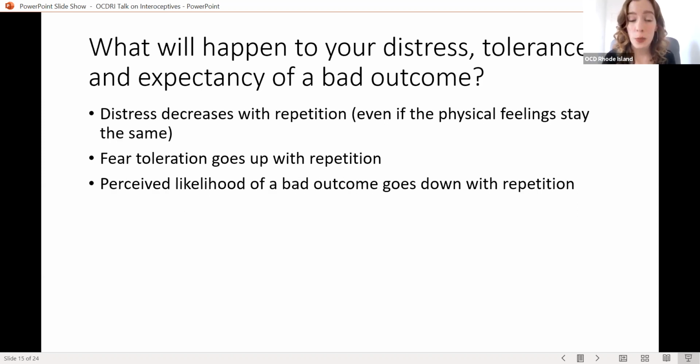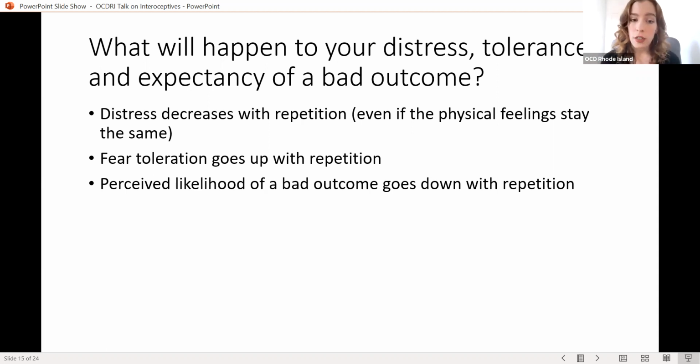And here's what we would expect to see with repeated interoceptive exposures. We would expect that your distress, your anxiety level, would decrease with repetitions. And that's even if the intensity of the physical feelings is unchanged, they wouldn't bring up as much distress. That's again, back to the idea of interpretations matter. It's not the absolute intensity of the sensation per se, it's how you feel about it. And that's what we would expect to actually get easier, that your anxiety and distress would go down.